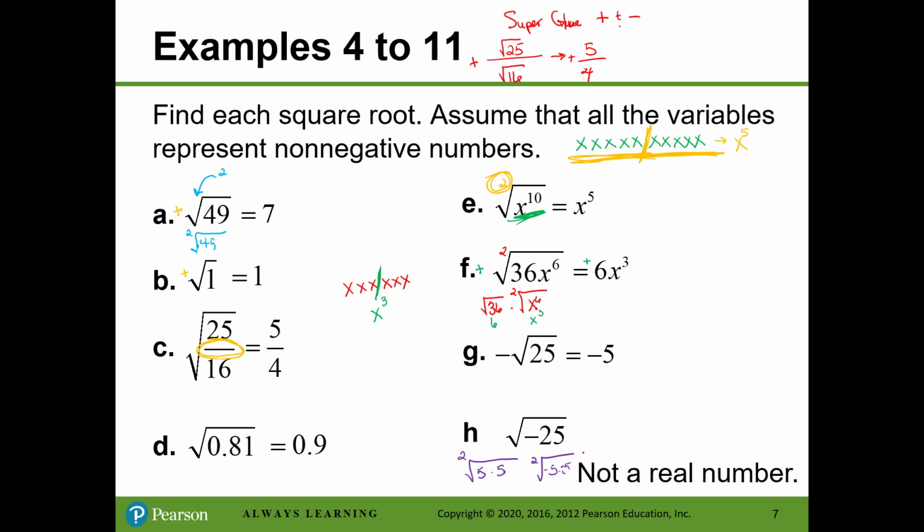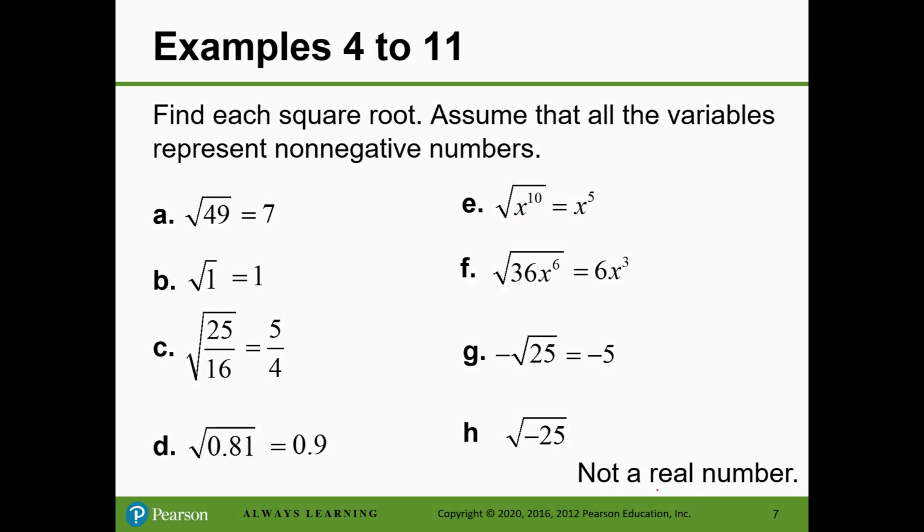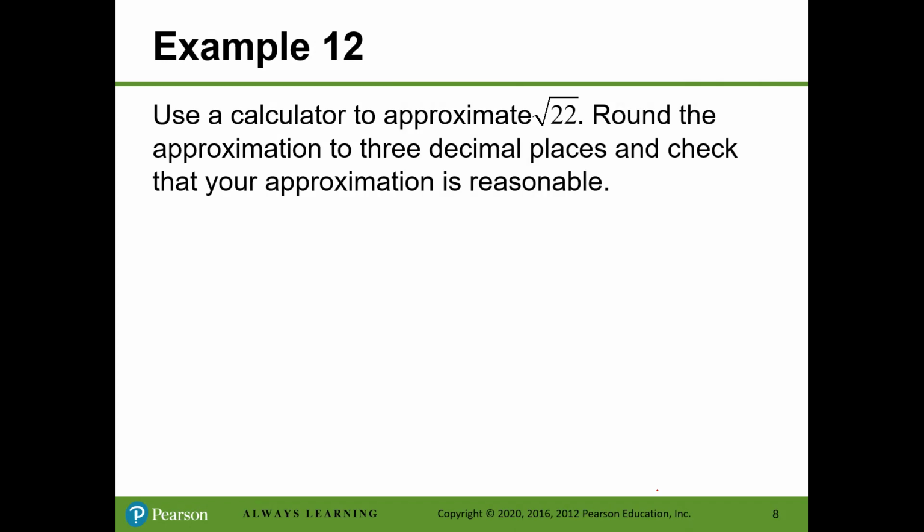Do I have 2 of the exact same number that will multiply to a negative 25? Correct. The answer is no, which means in this case, there's no real square root, no real number. Good? Making sense? Okay. Now, use a calculator to approximate the square root of 22. Okay, you guys go for it. You've got to find the square root button on your calculator. Remember, when you don't see an index here, that automatically means square root. Okay, and there we go.